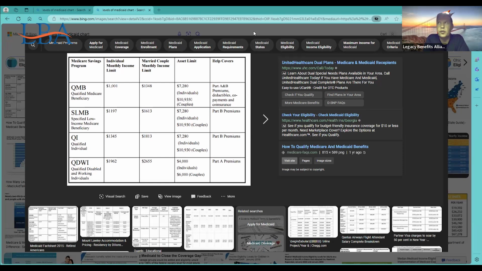So, all their drugs are covered. They don't have any copays or co-insurances for their medical stuff. Why would they want to join a plan? And a lot of your clients will ask you that. Well, I might pay $2 when I go to the doctor. Why would I need to go into a plan? Well, let's look at what the dual eligible plans offer.